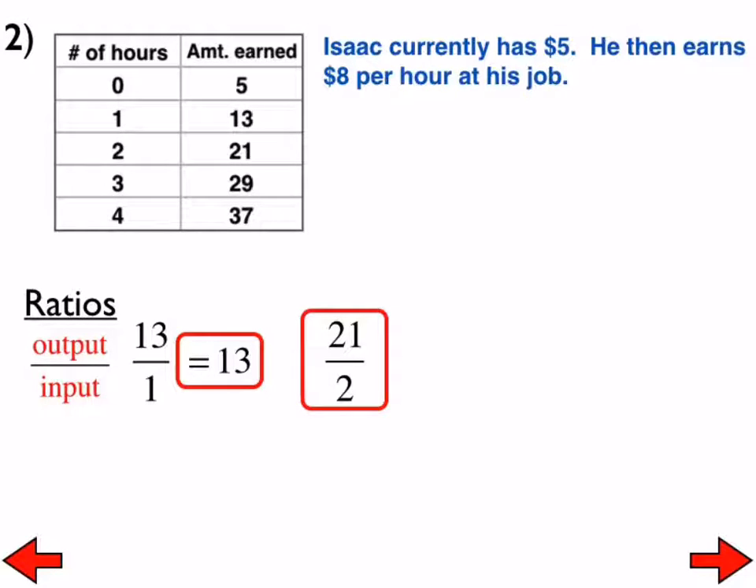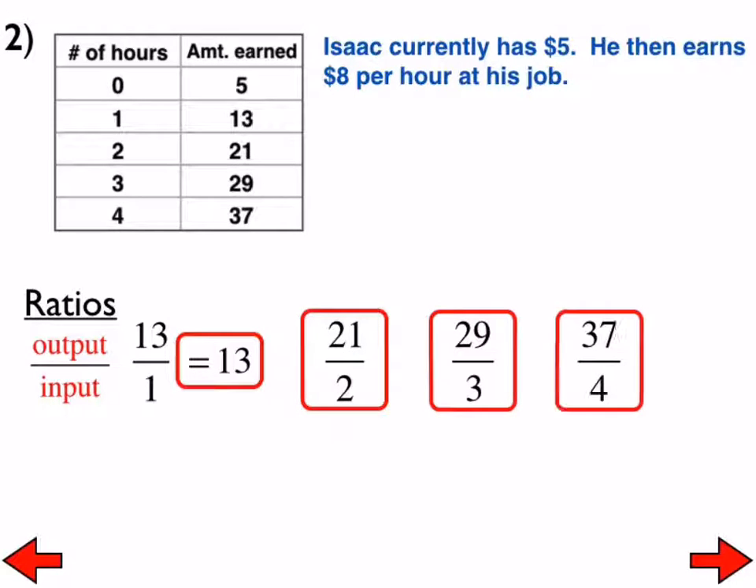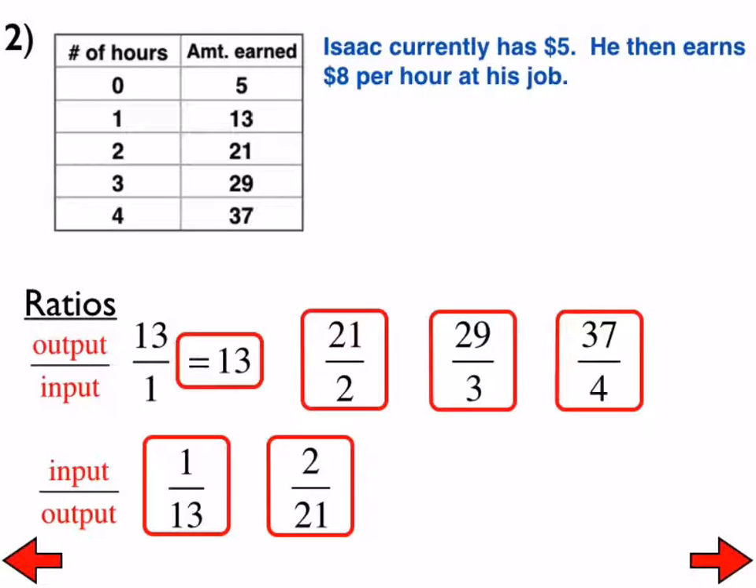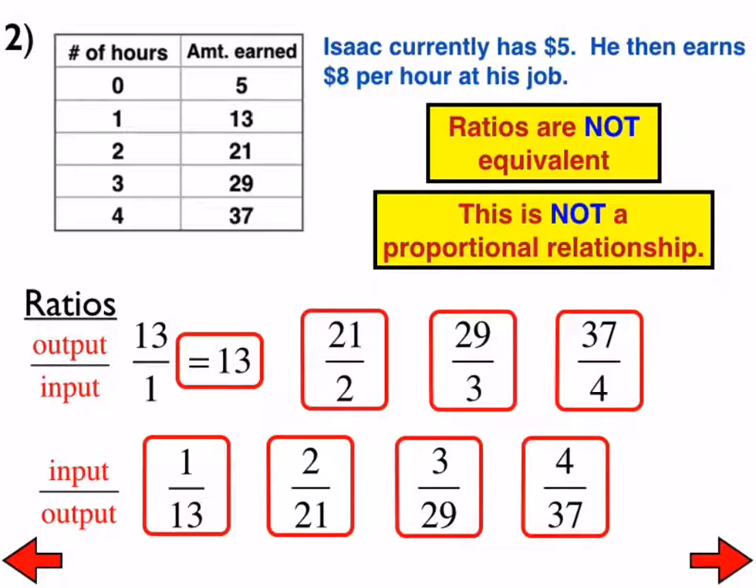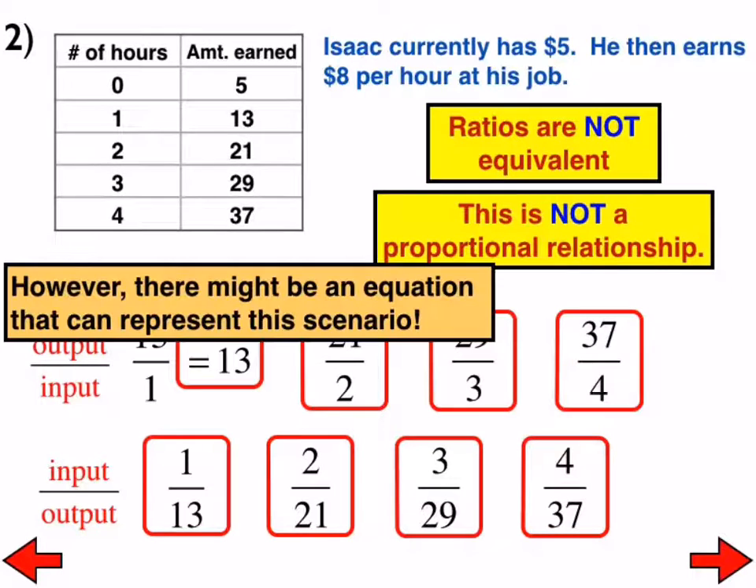That proves that this is not a proportional relationship, but we already kind of knew that, or we should have known that from the 0, 5. No matter which direction you check the ratios, they're not equivalent to each other, so that means this is not a proportional relationship. However, there might be an equation that can represent the scenario. Turn to your shoulder partner and see if you can come up with what that equation is. Annabella, what do you think it is? A equals 8H plus 5.